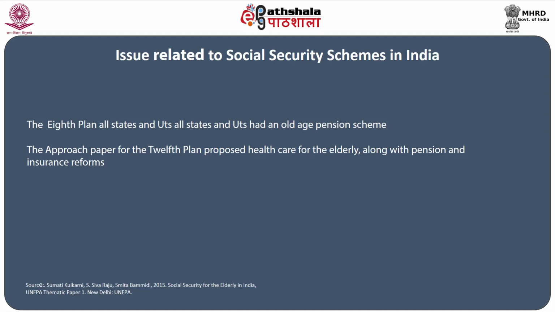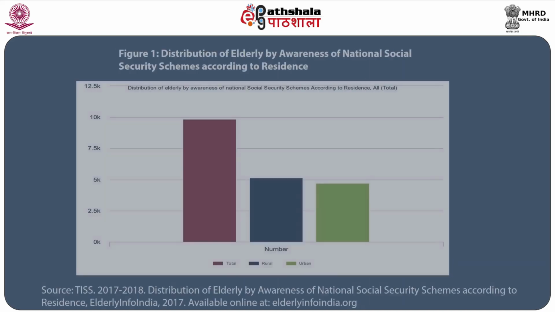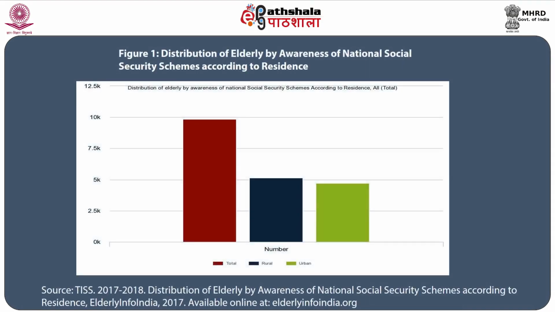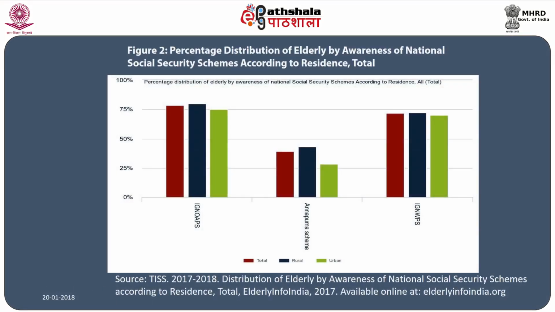The approach paper for the 12th five-year plan proposed healthcare for the elderly along with pension and insurance reforms to enhance their quality of life. What we need to understand here, based on the analysis of various programs and schemes, is that there is a huge gap in terms of awareness, knowledge, attitudes, and the final utilization by the elderly and the other caregivers in India.